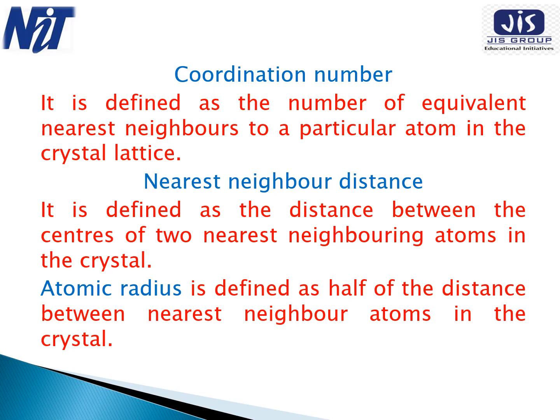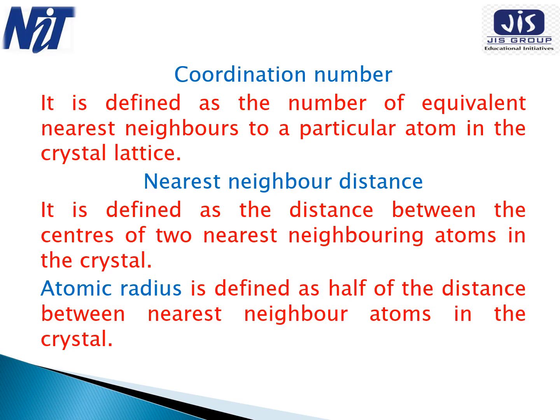For a particular lattice, coordination number is defined as the number of equivalent nearest neighbors to a particular atom in the crystal lattice. That means coordination number is the number of equivalent nearest neighbors.